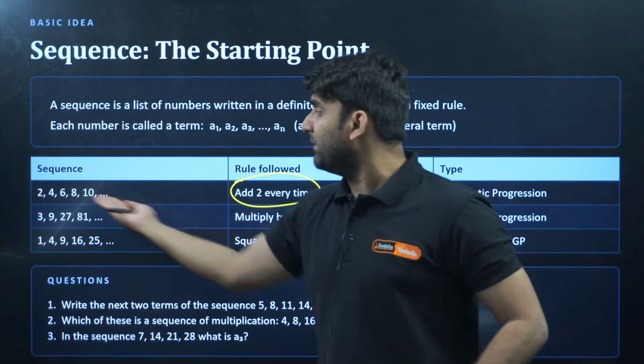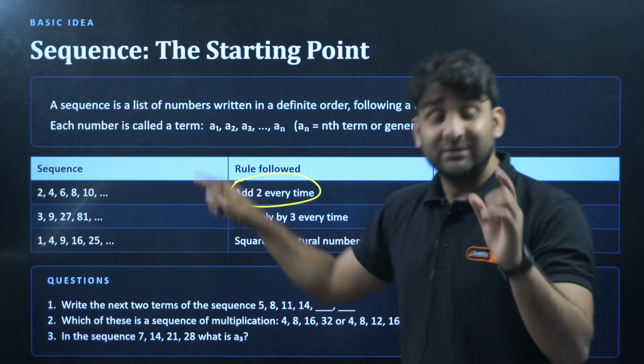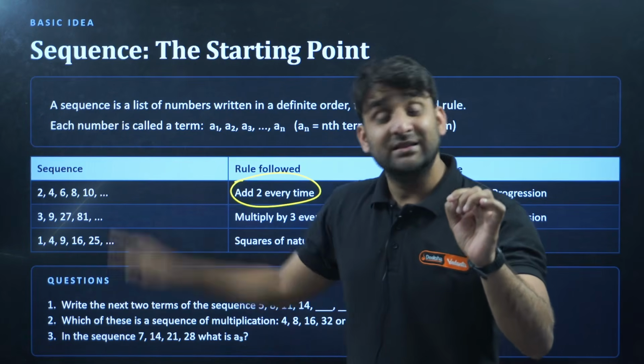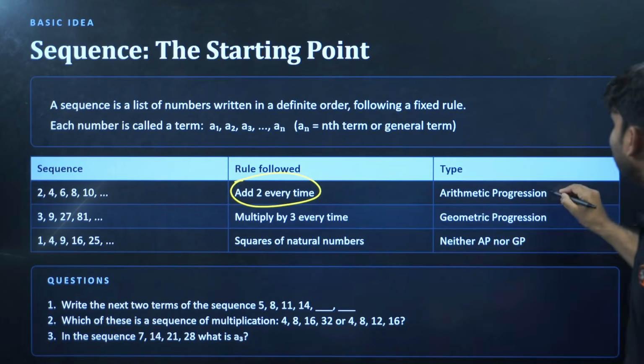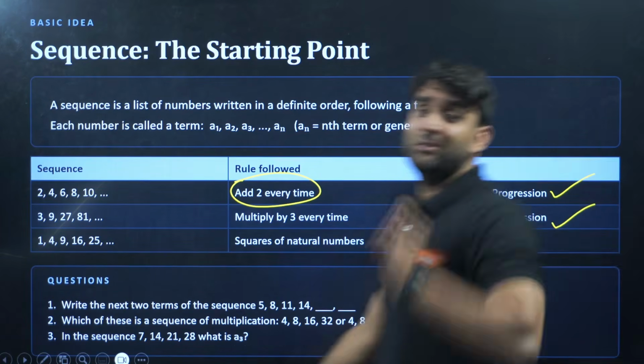So whether the sequence is in additive form or in multiplicative form, both sequences are following a rule, and that's why they are progressions. The additive sequence is called arithmetic progression and the multiplicative sequence is called geometric progression.